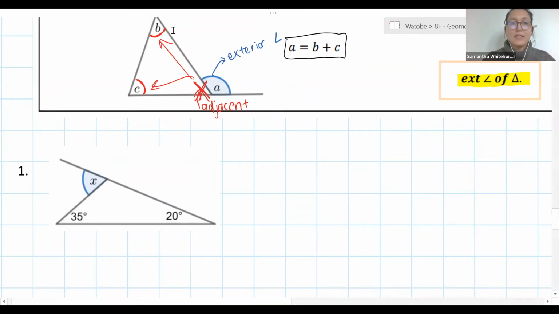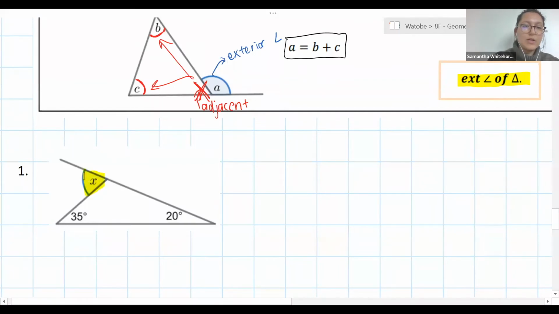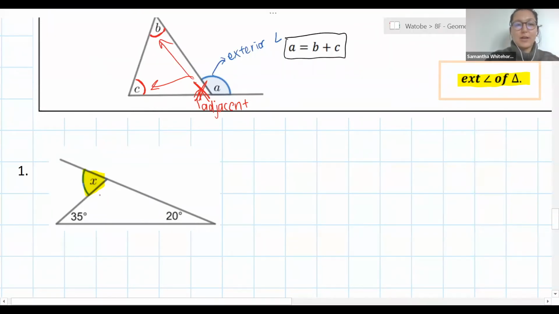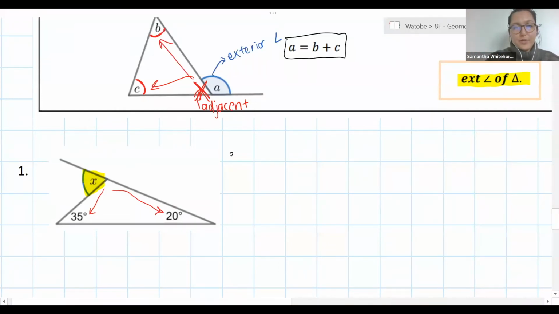Okay, so the exterior angle of a triangle in this case is going to be angle X. That's what I'm wanting to work out. It's outside the triangle, so it's exterior. And I know that to work out an exterior angle of a triangle, I add together the opposite interior angles. So in this case I need to add together 35 plus 20, and that will give me X. And we just learned our reason: exterior angle of triangle.